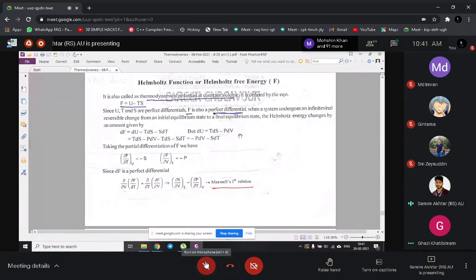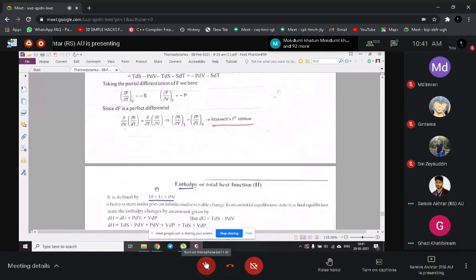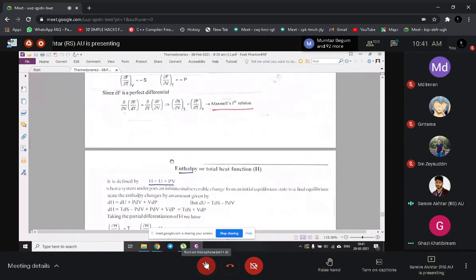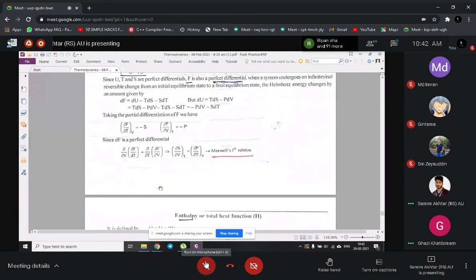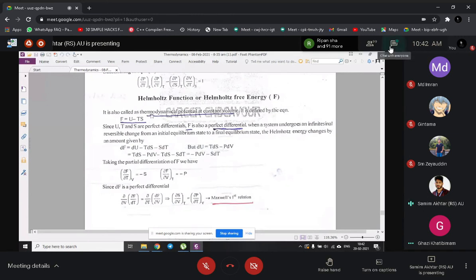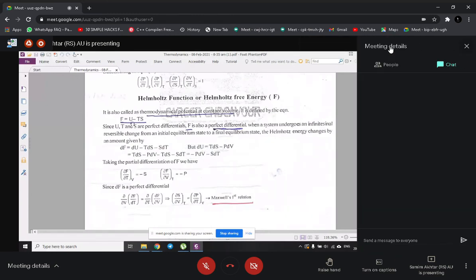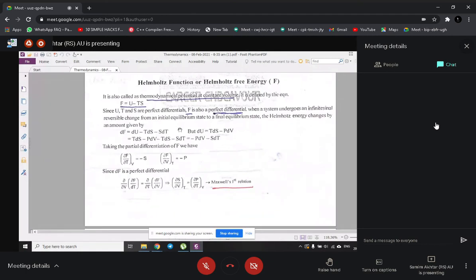And Helmholtz free energy gives the Maxwell first relation, basically. There is another kind of terminology here. That is the enthalpy, or the total heat function. How to write it down: H equals U plus PV. That means if you add some amount of PV to the internal energy, then it gives the enthalpy. But whenever some amount of heat is subtracted from the internal energy, that gives the free energy.